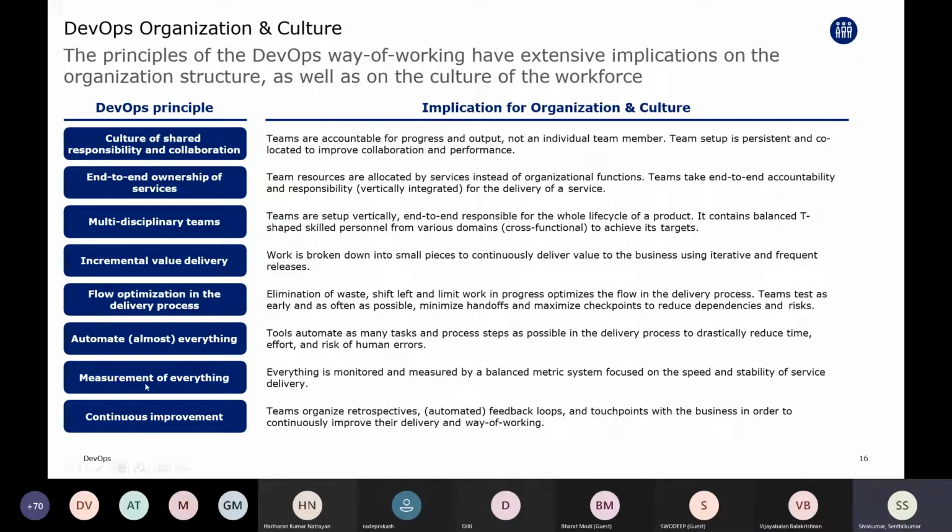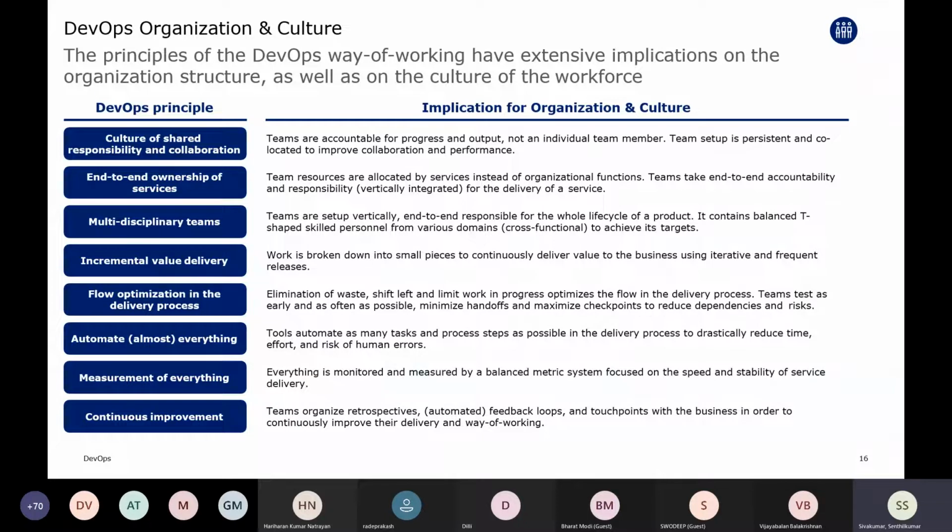The next principle, measurement of everything. So everything is monitored and measured by a balanced metric system, focus on speed and stability of the service delivery. And third one, automate everything. Tools automate as many tasks and process steps as possible in the delivery process to drastically reduce time, effort, and risk of human errors. And flow optimization in the delivery process. Elimination of waste, shift left, and limit work in progress. Optimize the flow in the delivery process. Test as early and often as possible. Minimize handoffs and maximize checkpoints to reduce dependencies and risk.